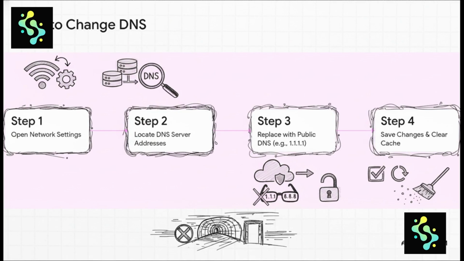You just pop into your network settings, find the spot for DNS servers, and you replace whatever's in there with a public one, like Cloudflare's 1.1.1.1 or Google's 8.8.8.8. You save it, and boom, you've just bypassed the simplest kind of block there is.